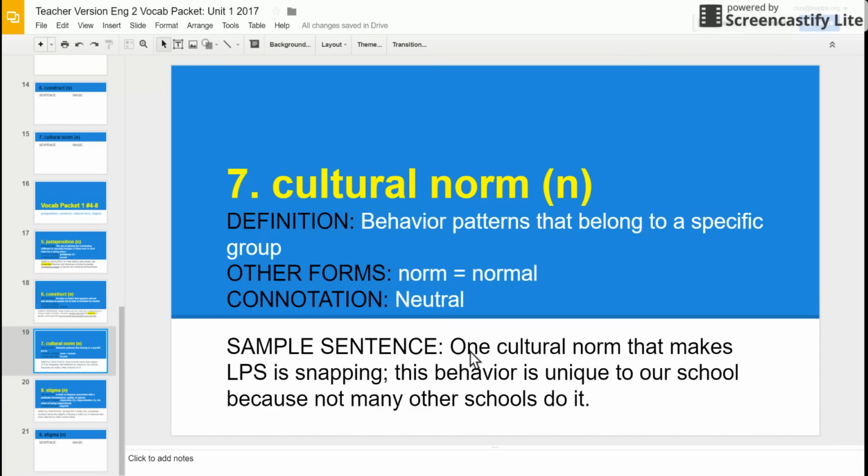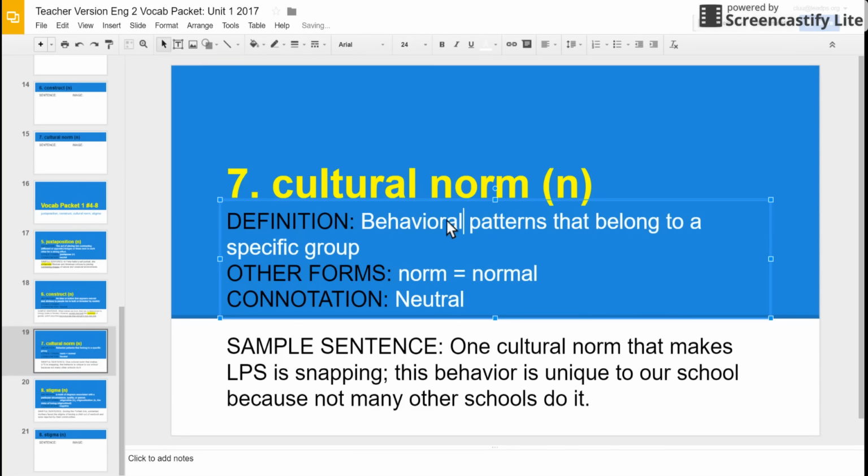The next term we're going to look at is cultural norm. And norm refers to this idea of normal, what is normal to a culture. So behavioral patterns that belong to a specific group. When we talk about groups, this could be an American group. We could talk about a group of athletes, what is normal for them. So we're grouping people together.